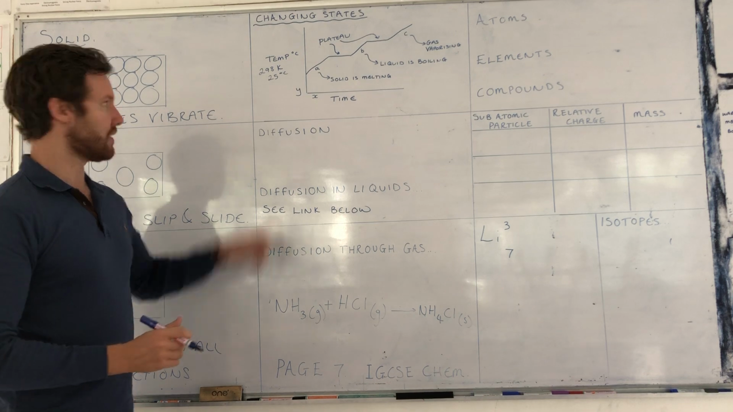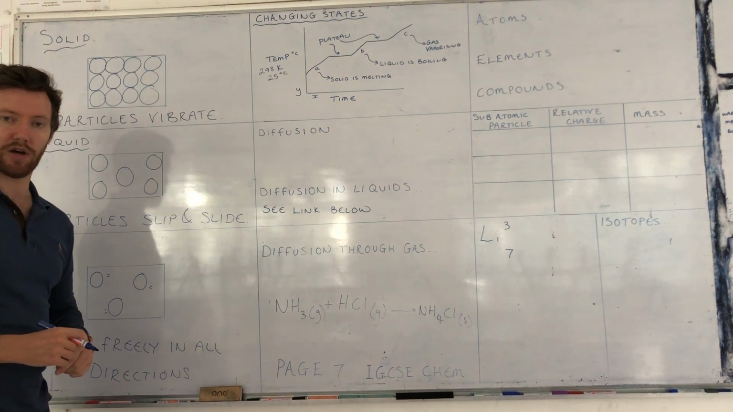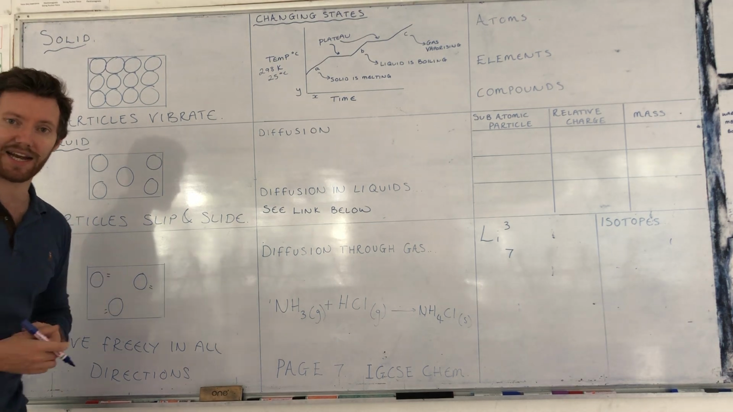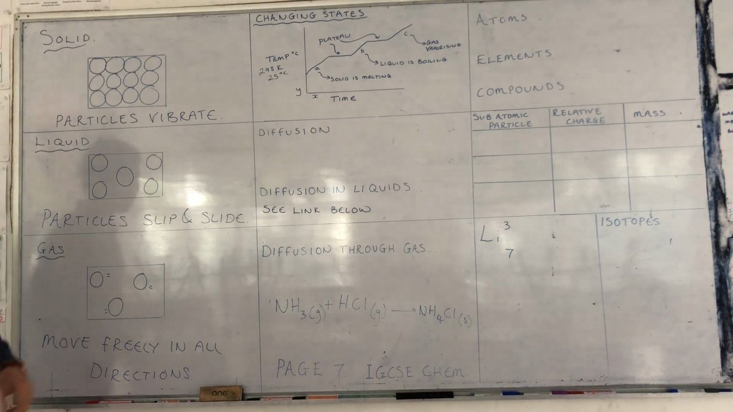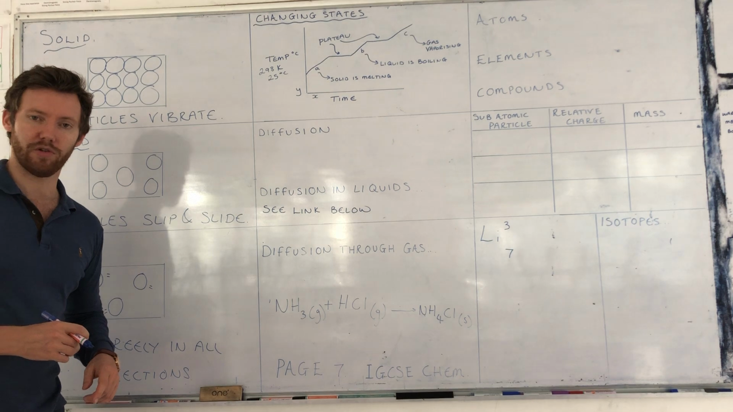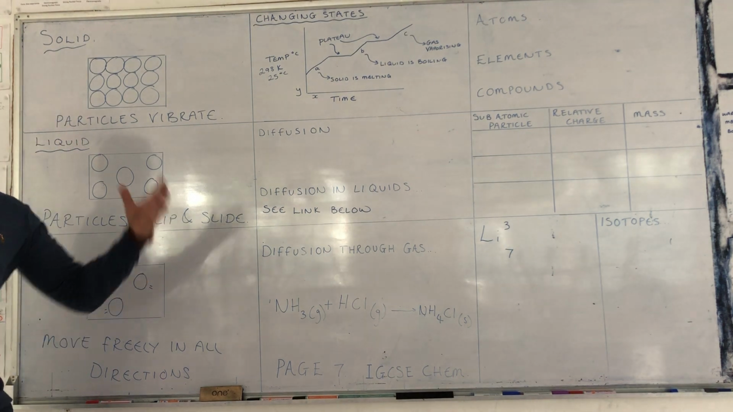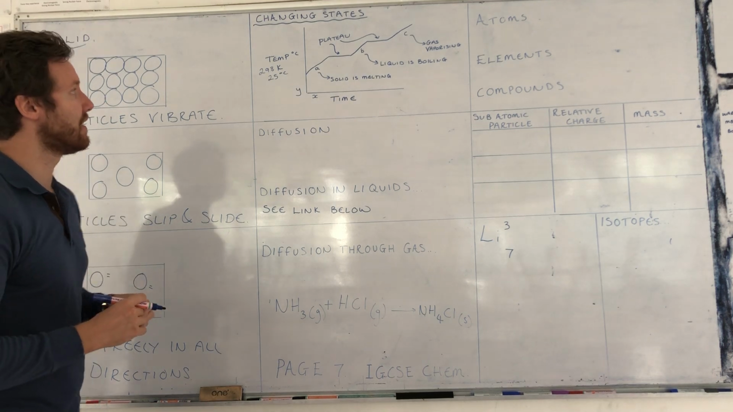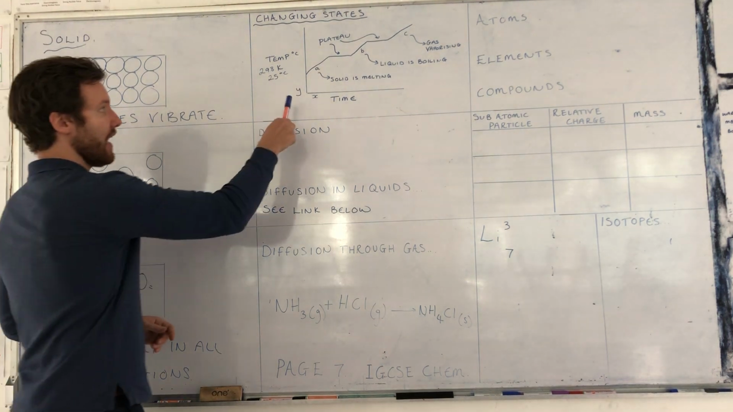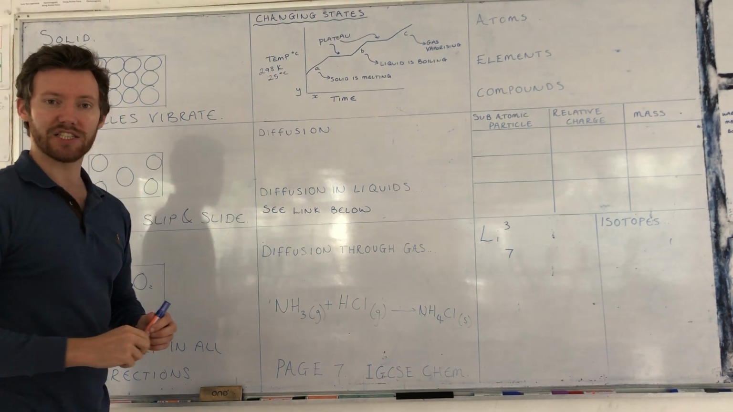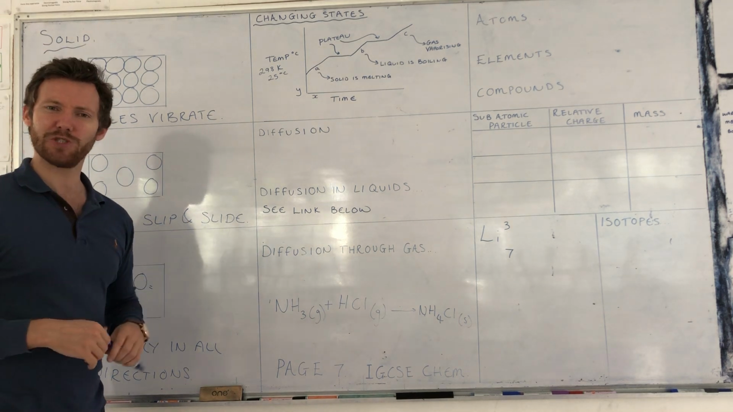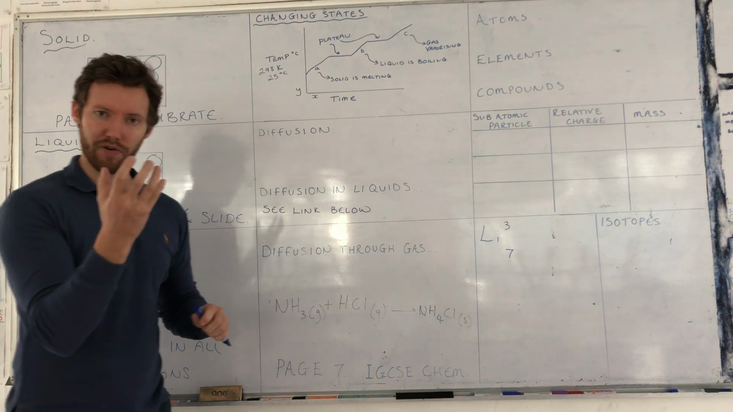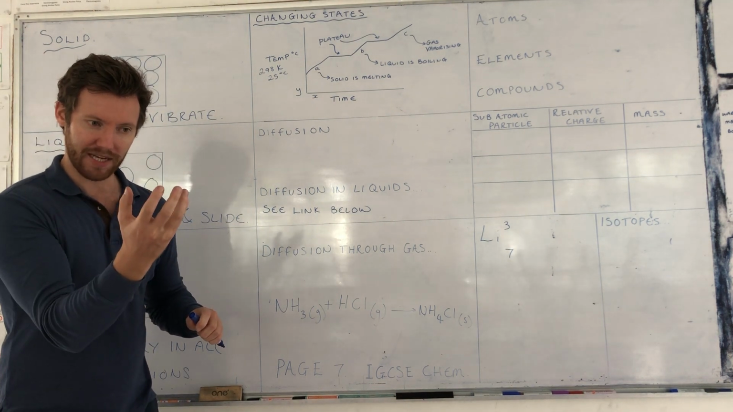Nice and simple so far then. Solid, particles vibrating. Liquid particles, they are slipping and sliding, and in our gas, the particles are free to move in all directions. And our gases, they can fill the container in which they're enclosed. Changing states graph, increasing temperature is going to change our state. We can kind of visualize this, can't we? So if we think about a solid block of ice, we're adding thermal energy.